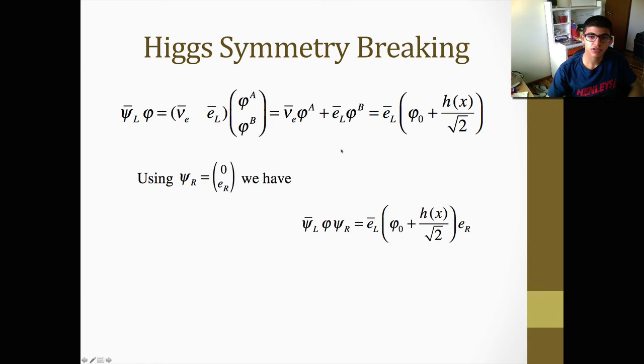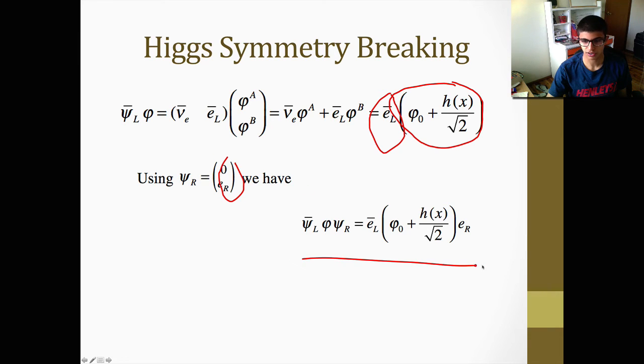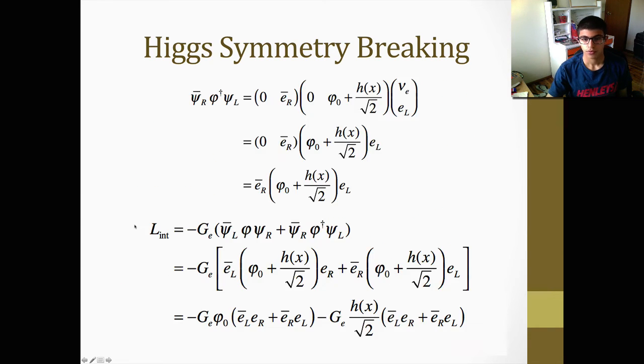Now we can expand that out, so we can put both components as such. And remember, we set phi a to 0, so the neutrino term drops. Thus, the electron term is left, and we act on it with what we set b to. We set b, remember, to phi 0 plus hx over root 2. So if we define a right-handed spinor as such, we get essentially the same result.